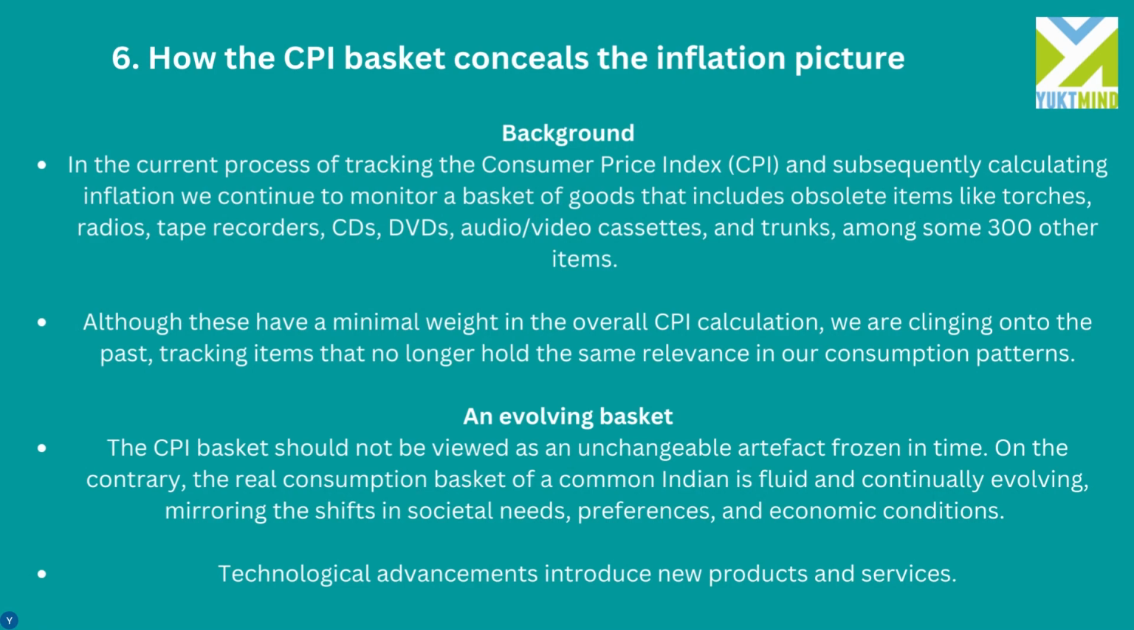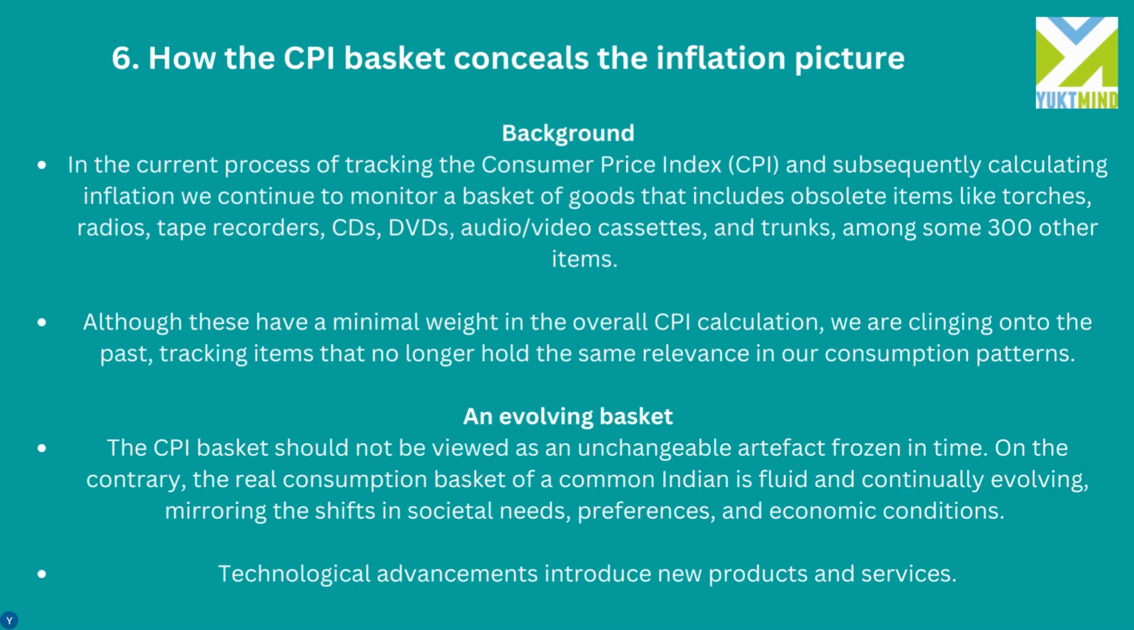Sixth news, CPI basket concealing the inflation picture. Now, this news comes under the topic of Indian economy and issues relating to planning under GS paper 3. In the current process of tracking the consumer price index and subsequently calculating inflation, we continue to monitor a basket of goods that were used in the past and no longer hold relevance, like torches, radios, tape recorders, CDs, DVDs, cassettes, trunks, etc. So we need to focus on an evolving basket.